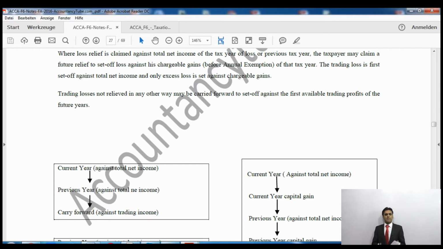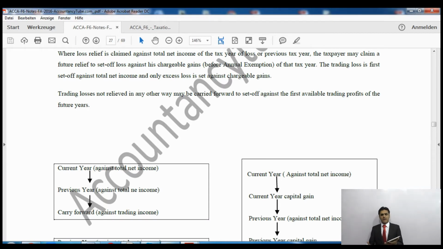If I am living in the UK, I will get the annual exemption for capital gains tax purposes, but I will also get the personal allowance for my income tax purposes. So I am eligible for both of them. The notes say that I can also set off the losses against chargeable gains. When I set off against chargeable gains, the annual exemption amount may be wasted, in the same way we may waste our personal allowance.